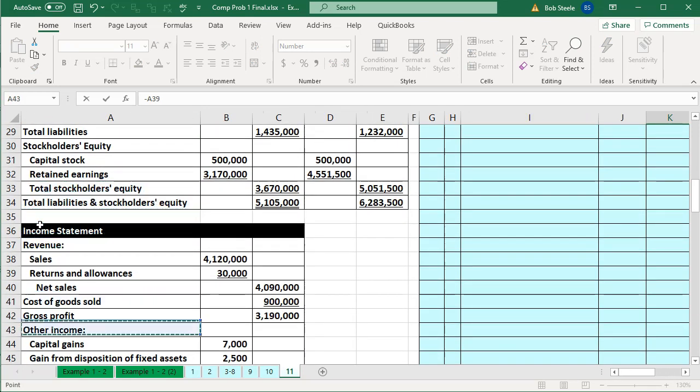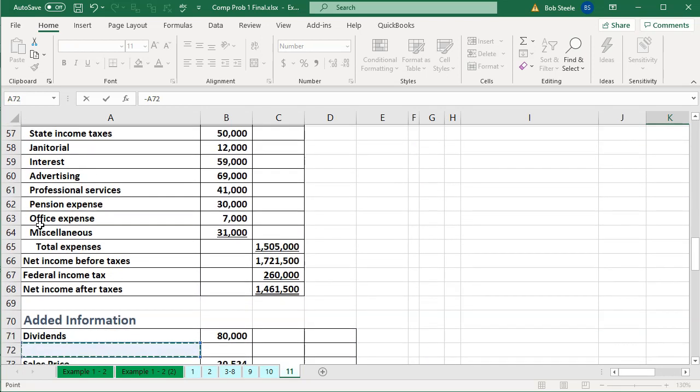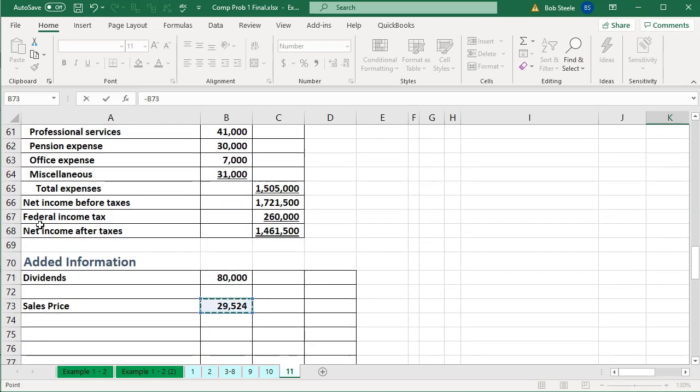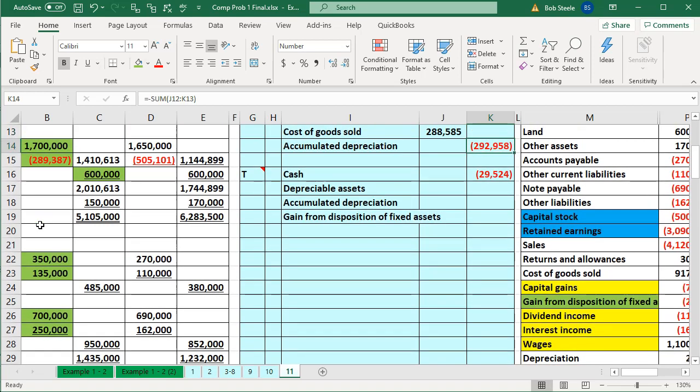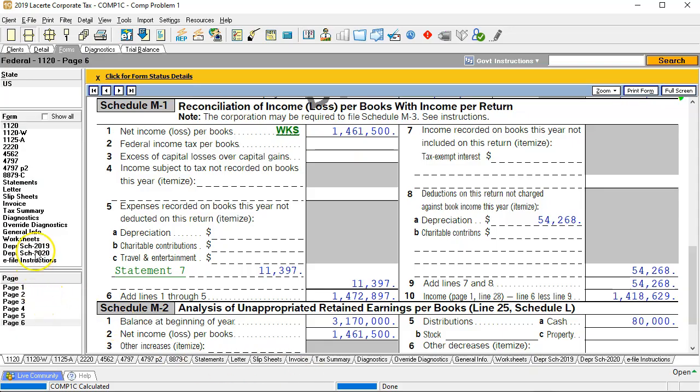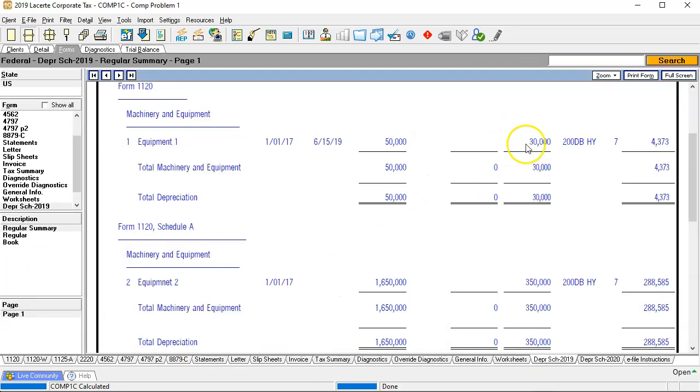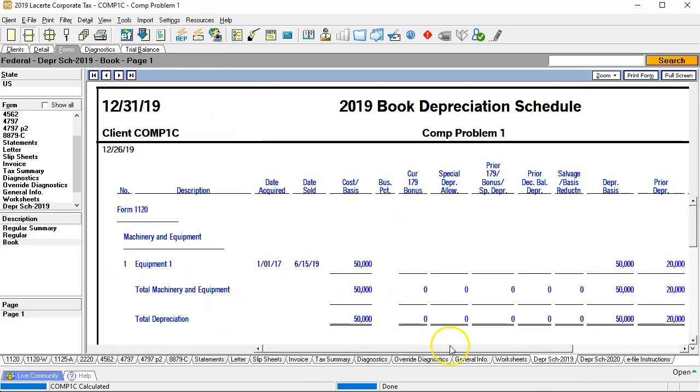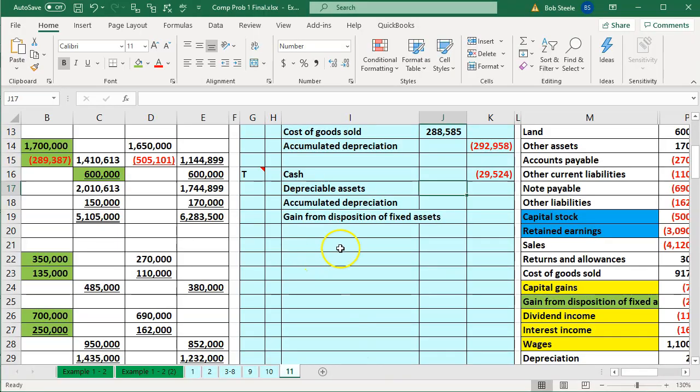The whole thing, I'm going to go down. That was when we looked at the GL and the detail, the $29,524. And then the depreciable asset, if we go back to our depreciation schedule, was the $50,000 piece. I'm going to go to the book depreciation. So the cost was 50. So we're going to put it back on the books.